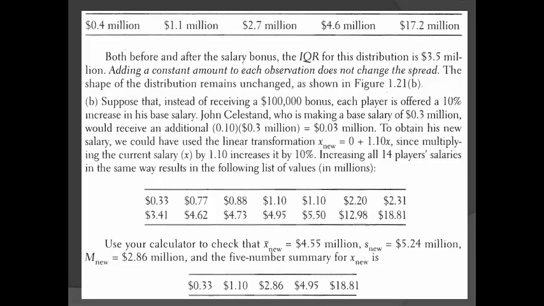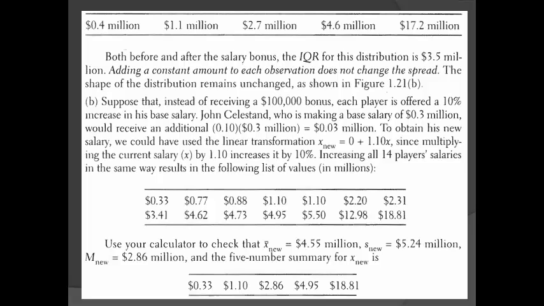So when you look at this, look down at the bottom. This at the very bottom is the 5-number summary for the 10%, and the spread for our IQR is greater. Our spread overall is greater. It's from 0.33 million up to 18.1 million.